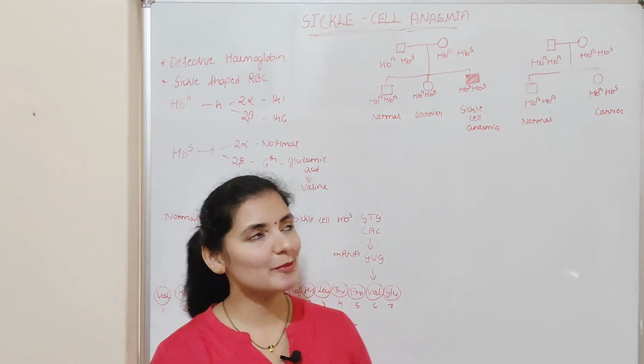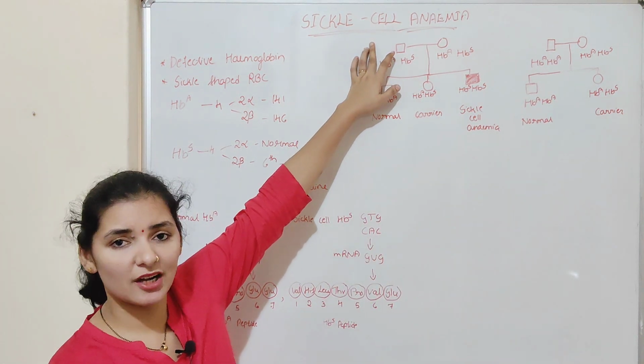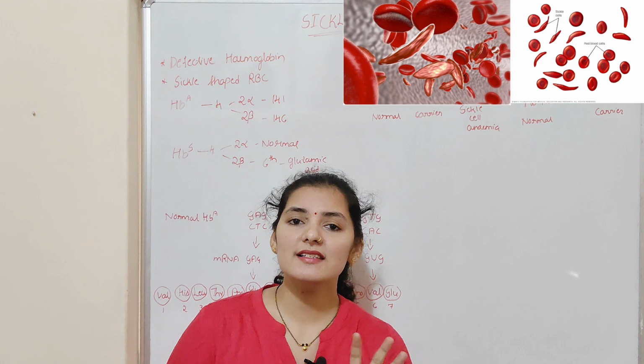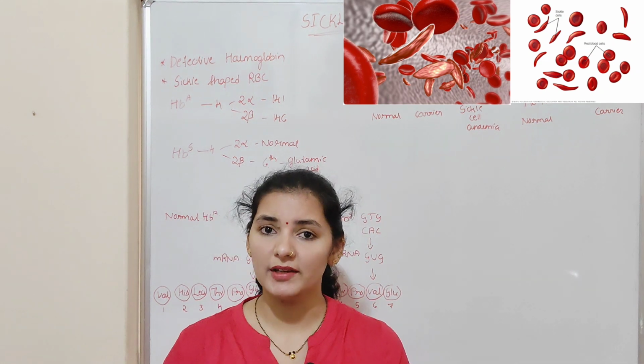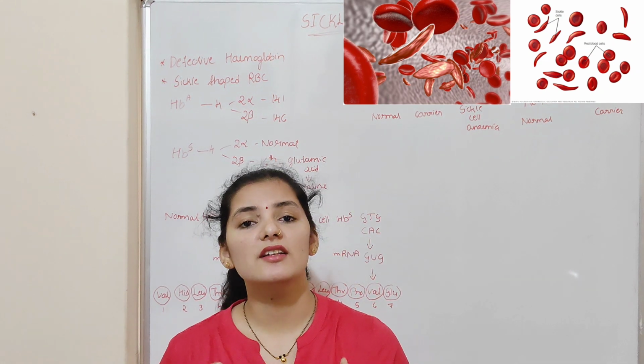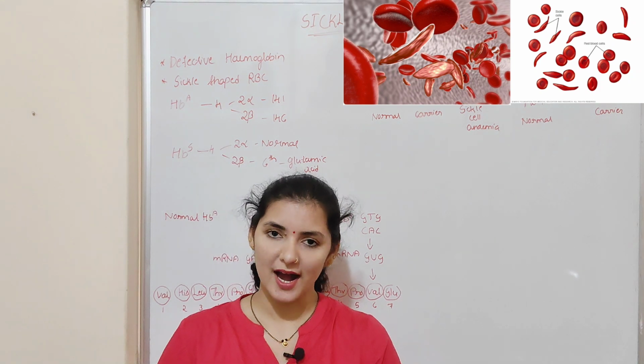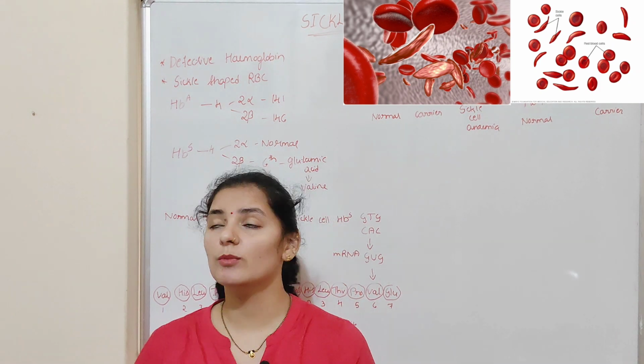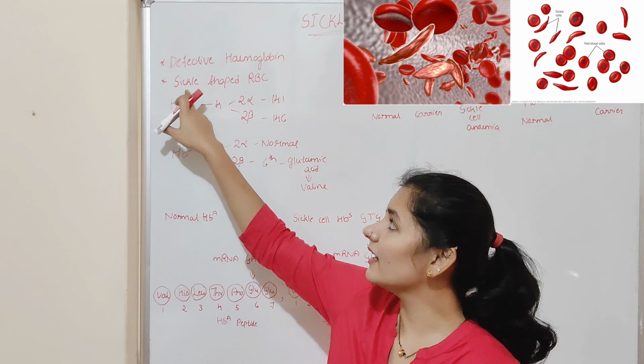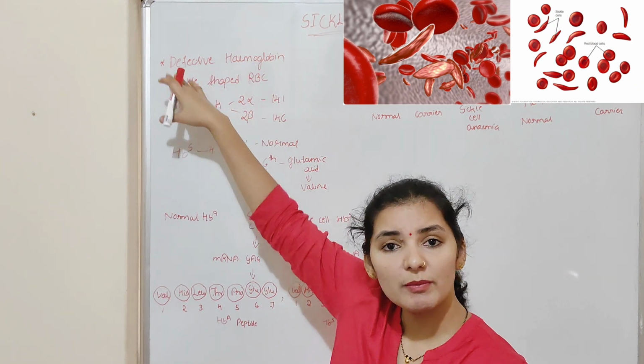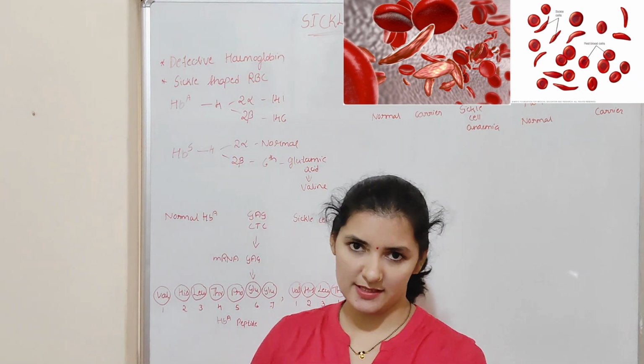In this video, I'm going to talk about the concept of sickle cell anemia or sickle cell disease. Sickle cell disease is a blood disease in which the individual has defective hemoglobin in the RBC. Because of this defective hemoglobin, the RBC looks sickle shaped. So this individual will have sickle shaped RBCs.